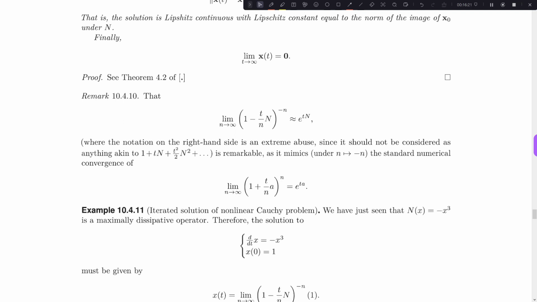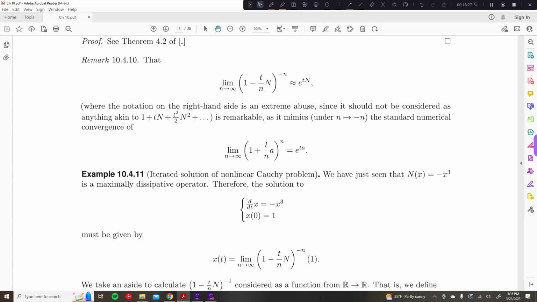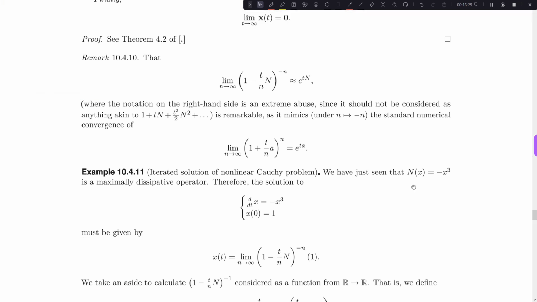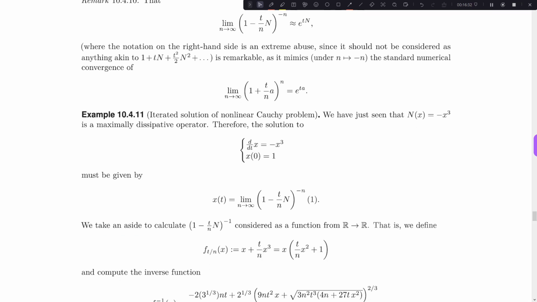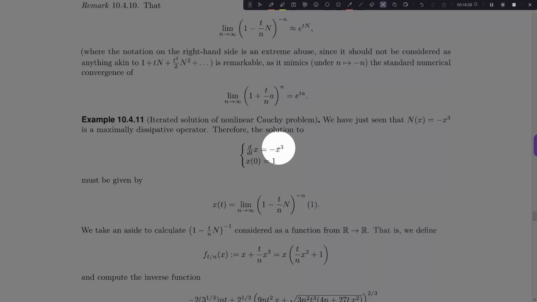But the next example is pretty cool, because it says, hey, let's see this in practice. Let's solve this Cauchy problem. We can solve it because we already know from the previous example that this is a maximally dissipative operator. So I'm totally okay solving this Cauchy problem using this technique, but what would it mean to calculate this as an operator? It's like the identity minus t over n, and then I'm cubing something, and then I actually have an inverse, right? The negative n power is an inverse operator.